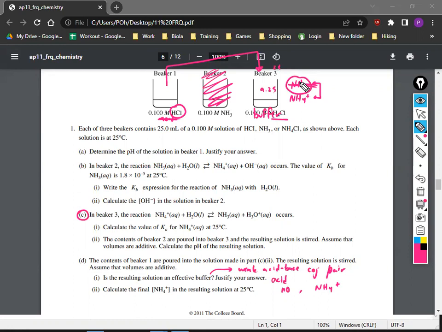Let's say only half the HCl was added. Would that be an effective buffer? Yeah, if it was only half, so you didn't neutralize all of the base, it would still be a buffer. Because you'll still have some of it, and then by Le Chatelier's principle, it'll shift so that it's still a buffer.